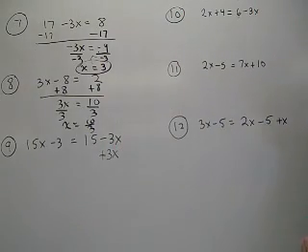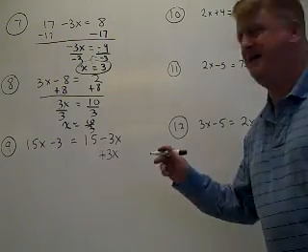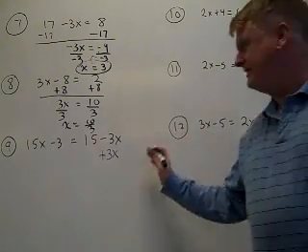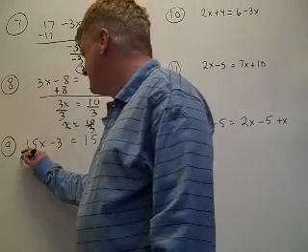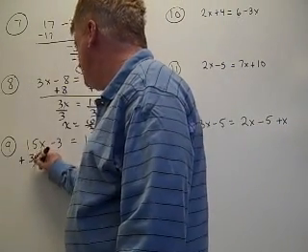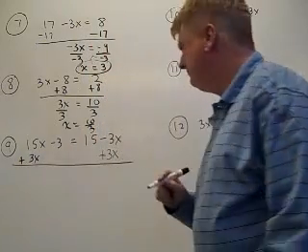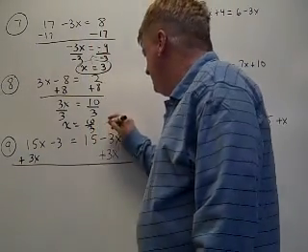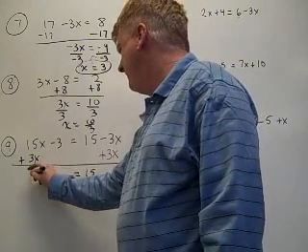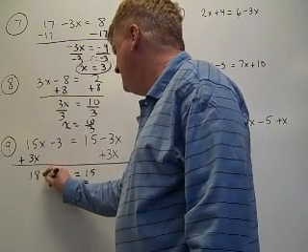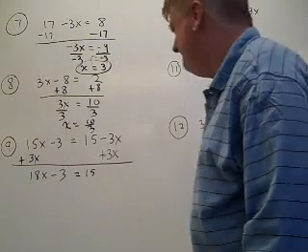A lot of people want to multiply or divide here. The problem is it's not just the 3 that has to go, it's the 3x that has to go. So we add 3x, but if we do that to this side, we have to do it to this side too. On this side we're left with just 15 on the right-hand side. On the left-hand side we're left with 18x minus 3.